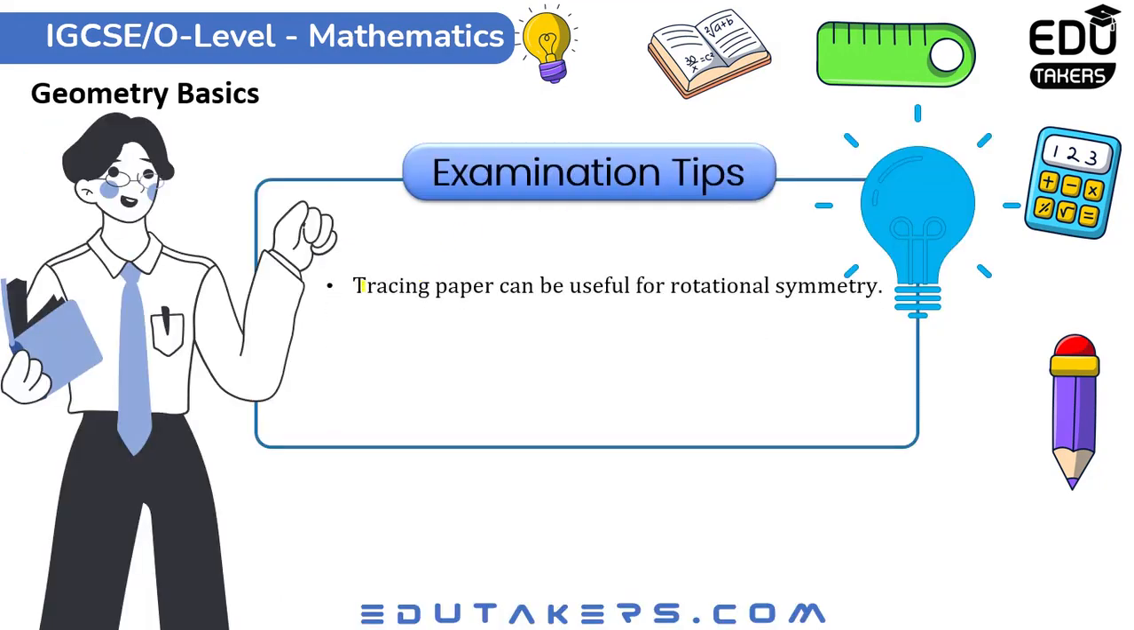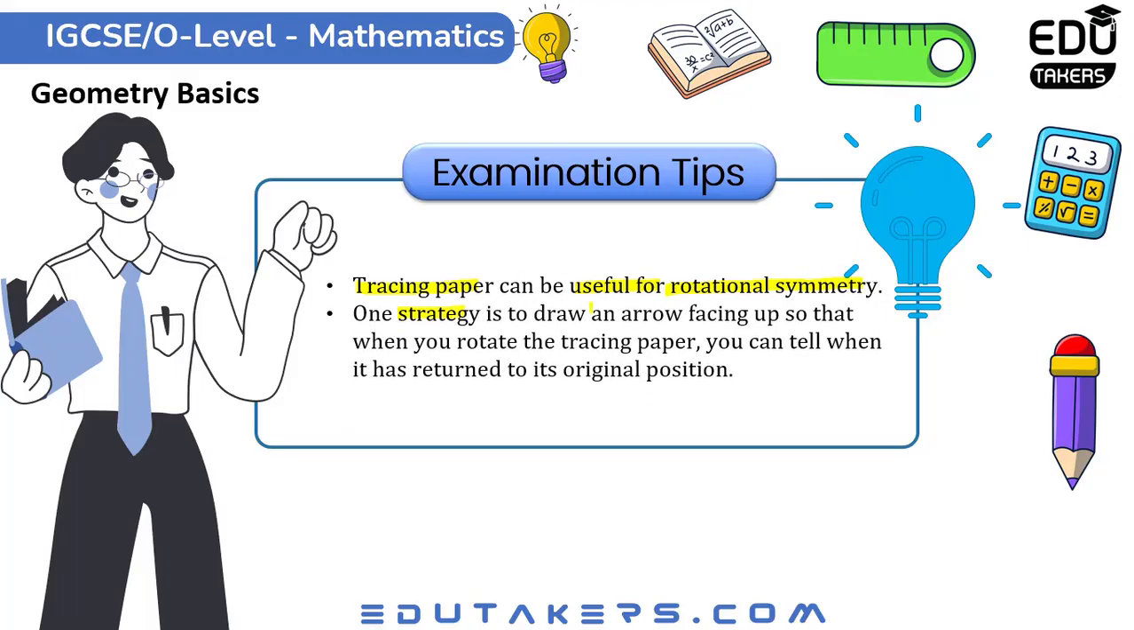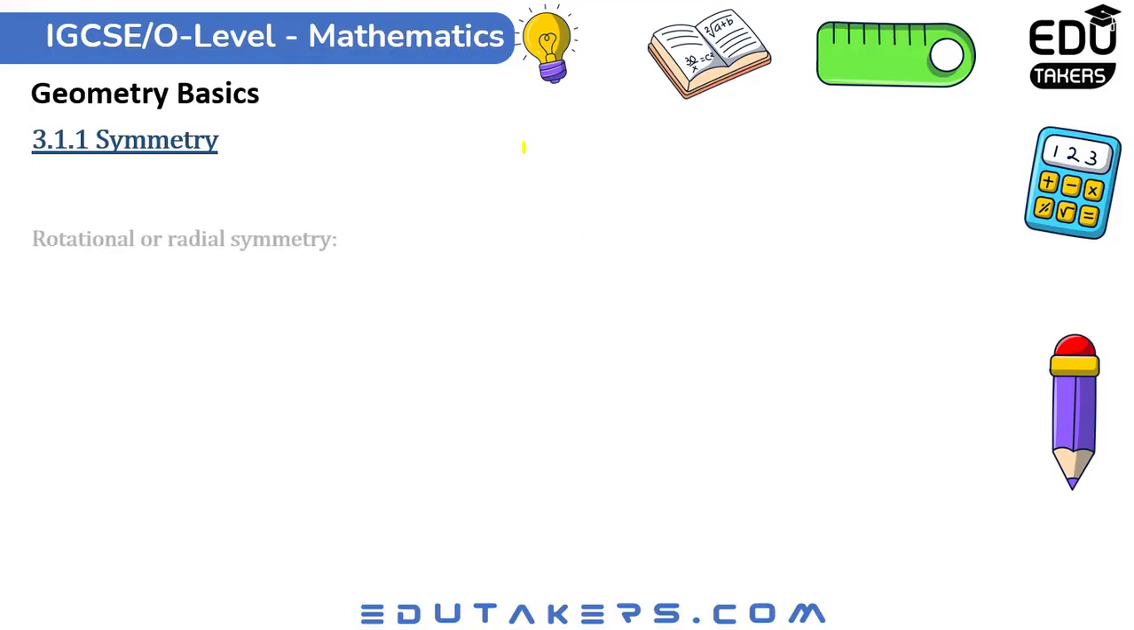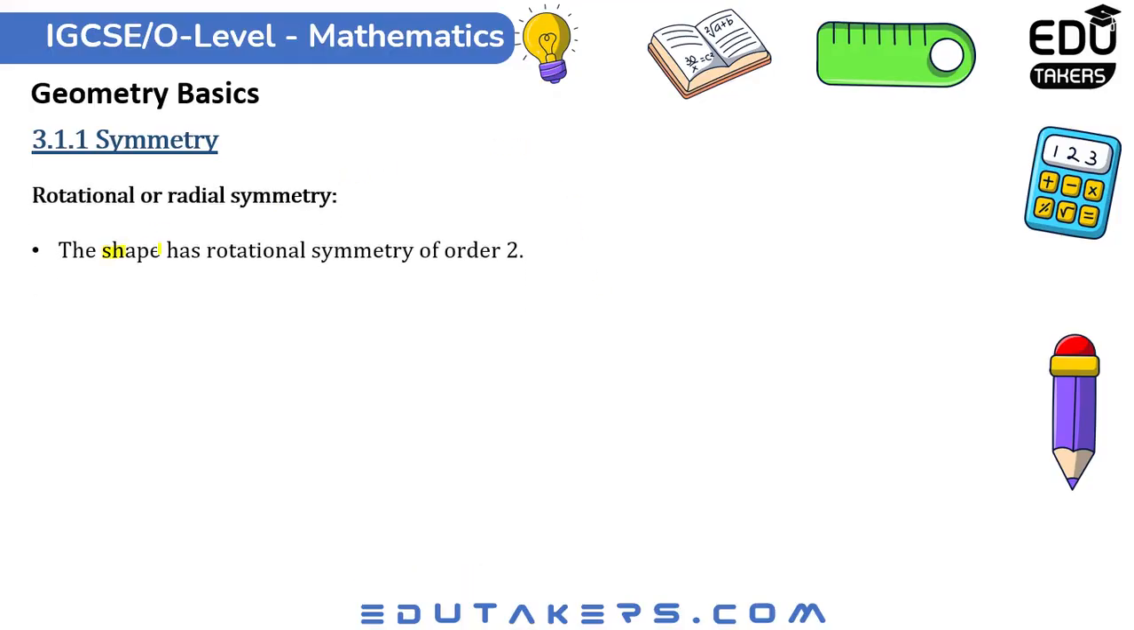Examination tips. Tracing paper can be useful for rotational symmetry. One strategy is to draw an arrow facing up so that when you rotate the tracing paper, you can tell when it has returned to its original position. The shape has rotational symmetry of order 2.